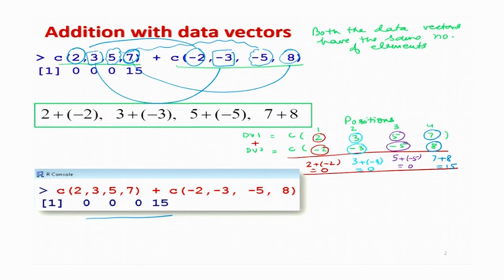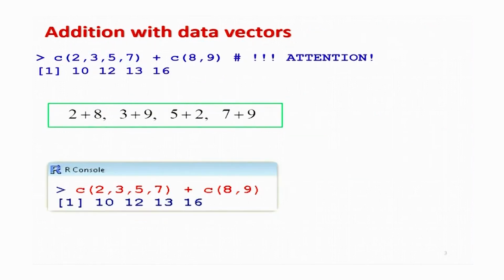And now the same type of operations will happen if you try to replace addition with subtraction, multiplication, division, etc. The operations are going to be element wise. So now let me try to take one more example.